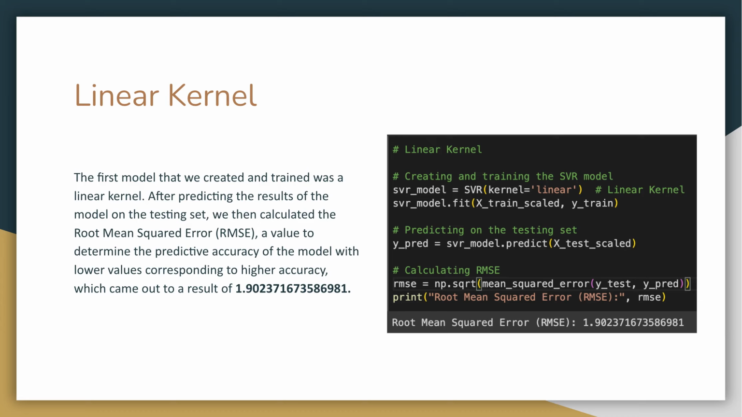First model that we created was a linear kernel. After predicting the model on the testing set, we calculated the root mean squared error, which is a value to determine the predictive accuracy of the model, where lower values correspond to a higher accuracy. The linear kernel resulted in an RMSE of 1.902.